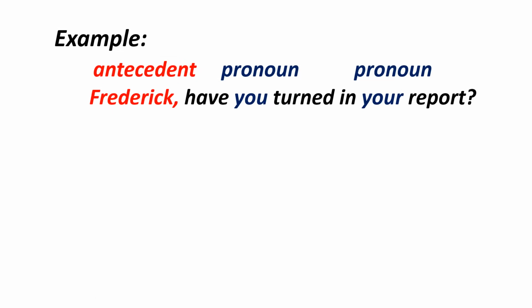Let's look at an example of an antecedent and pronoun. Frederick, have you turned in your report? Here, Frederick is an antecedent, you is a pronoun, and your is a pronoun. So, at first, we find that Frederick comes before the pronouns you and your. And Frederick is an antecedent because we know that an antecedent refers to nouns and sometimes pronouns, and an antecedent always comes before the pronouns, and this example also shows us this idea is exact.